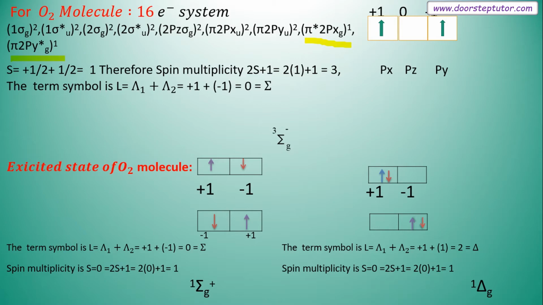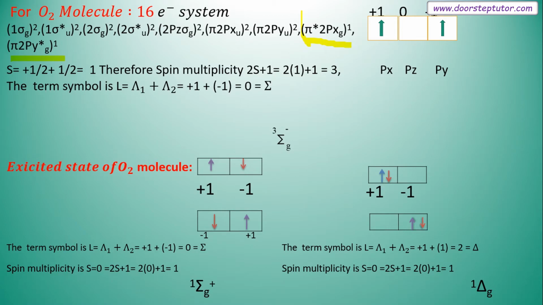Hence the O2 molecule exhibits paramagnetic nature, but according to valence bond theory, the O2 molecule exhibits diamagnetic nature, so it fails to explain the practical evidence. But according to molecular orbital theory, the O2 molecule exhibits paramagnetic nature, so it is satisfactorily explained and agrees with the practical evidence.